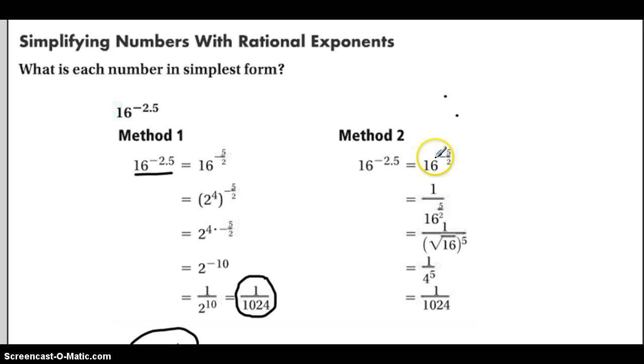We had still 16 to the negative 5 halves, moved the exponent down to the bottom because it was negative, and then wrote this as a radical, index of 2, power of 5, simplified the radical, that's going to be 4 to the 5th power, 4 to the 5th, or 1 over 1024. Either one of these is fine. I think that this method seems to make more sense for more students. However, we're going to encounter this technique a little bit later in the year when we're talking about logarithms.